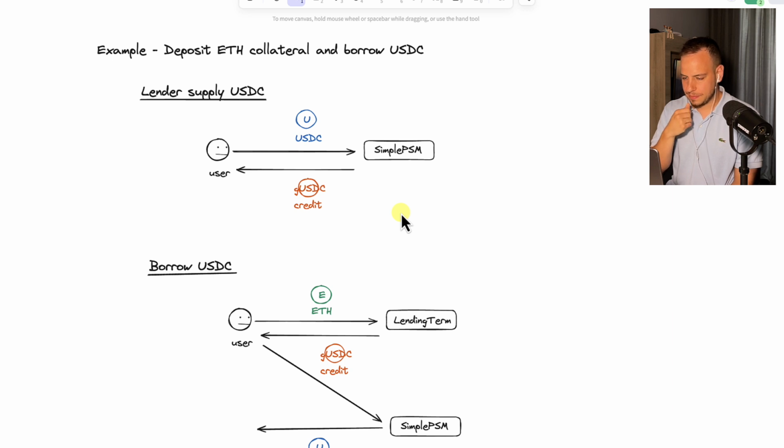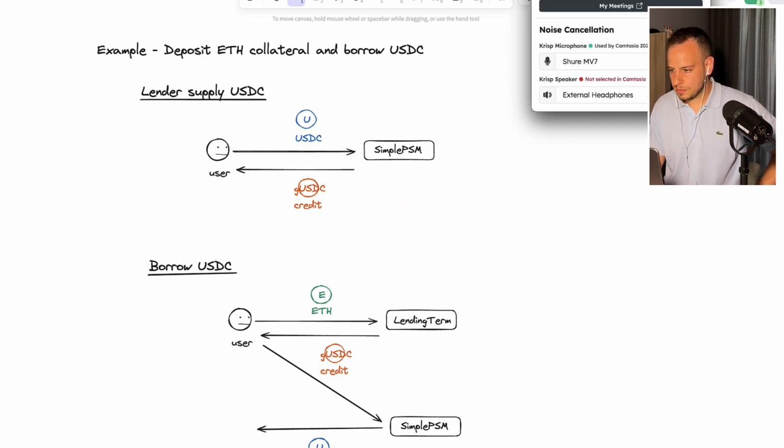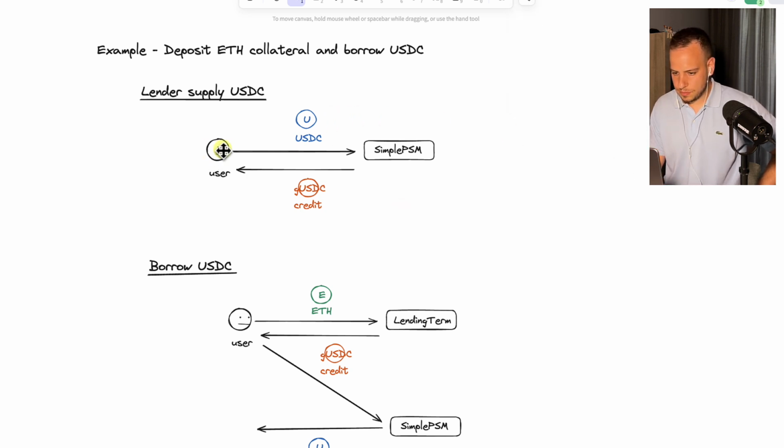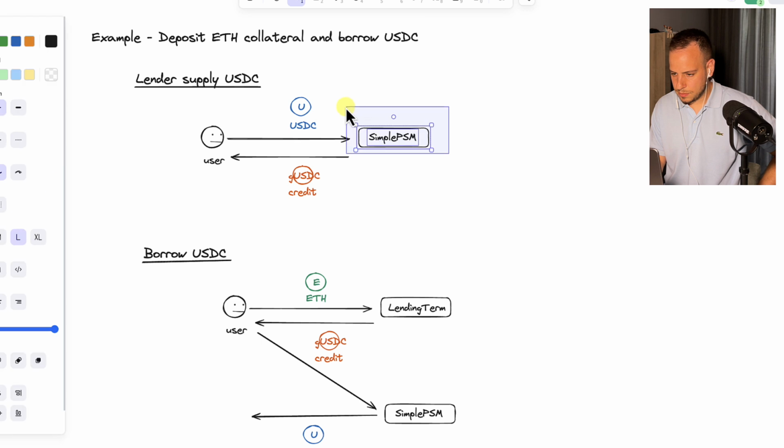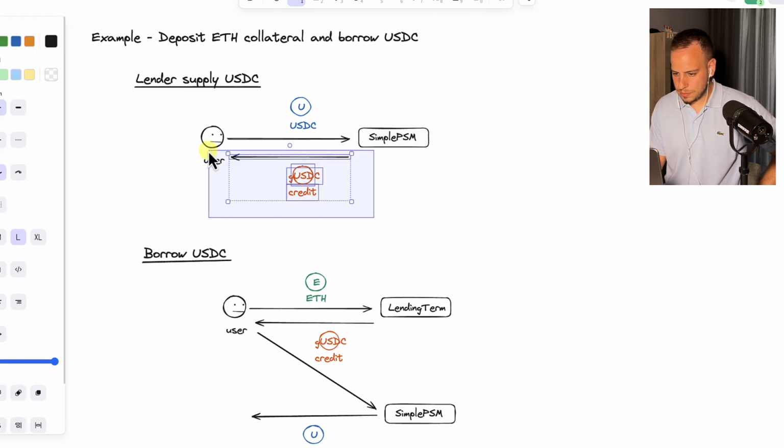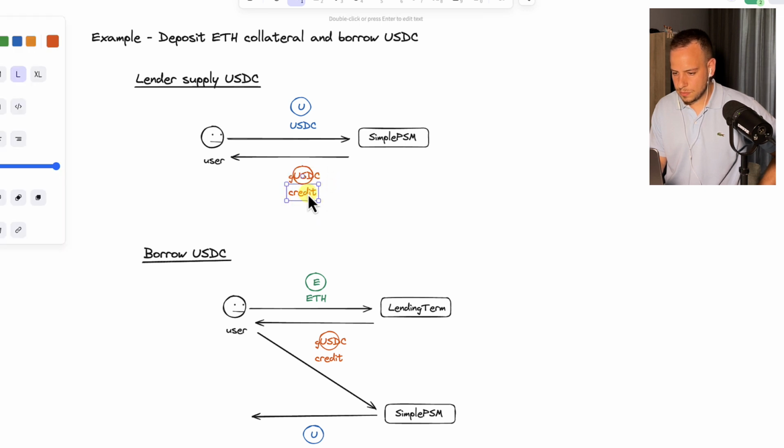So ECG is a lending protocol, and the way it works is you need two sides: users that will supply the token and users that will borrow the token. For the supply side, users would deposit some kind of token. Initially, they said they're just going to launch with USDC. So they deposit USDC in a contract called Simple PSM, and this would give the user back a credit token. In this case, it's called GUSDC.